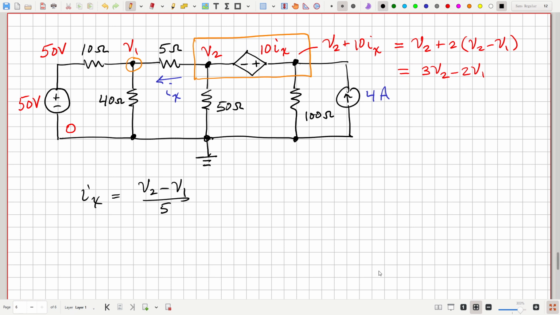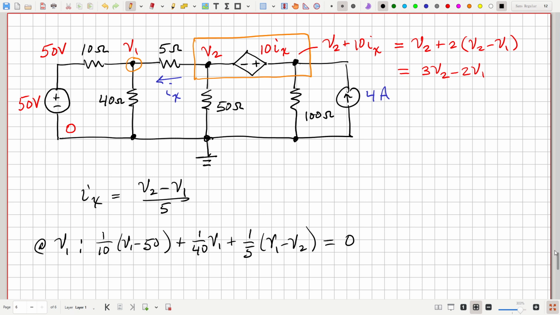Now we can go ahead and write our two node equations for this node and our supernode. So let's see, at node 1, what do we have? We've got currents going to the left, down, and to the right. To the left is V1 minus 50 over 10, so 1 over 10 times V1 minus 50. Going down, V1 over 40, so 1 over 40 times V1. And to the right, it's Ix, V1 minus V2 over 5, so 1 over 5 times V1 minus V2, and that is equal to 0.